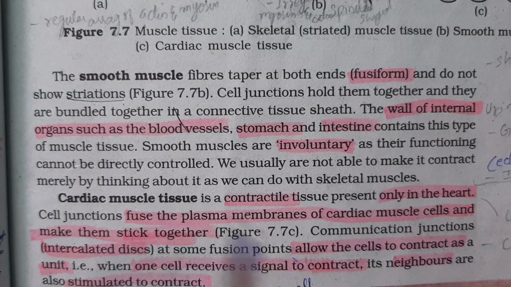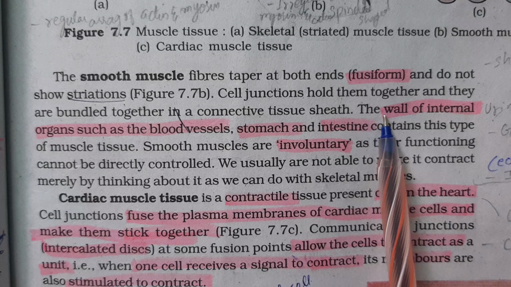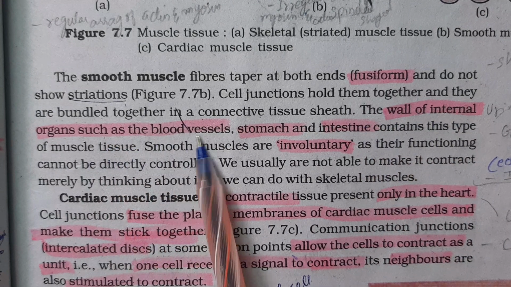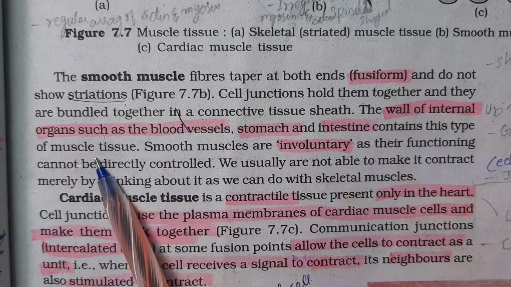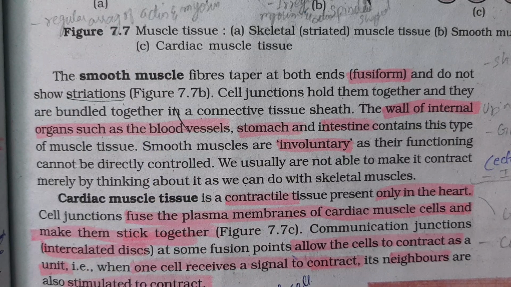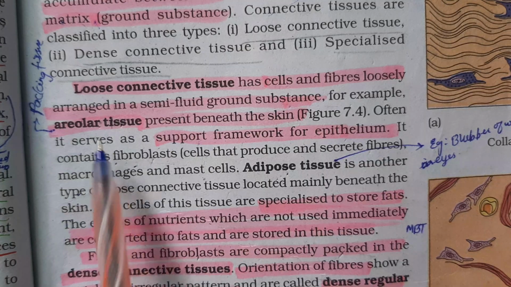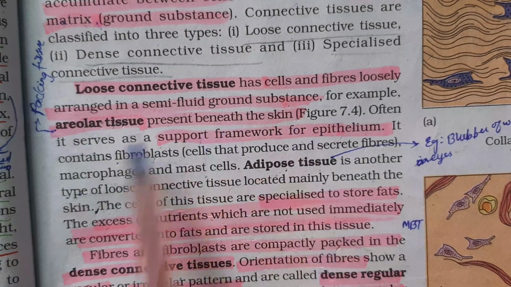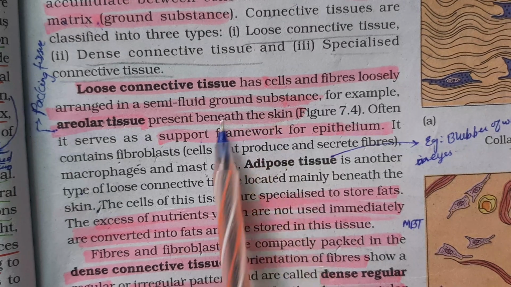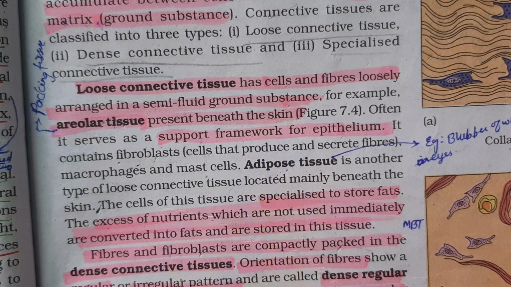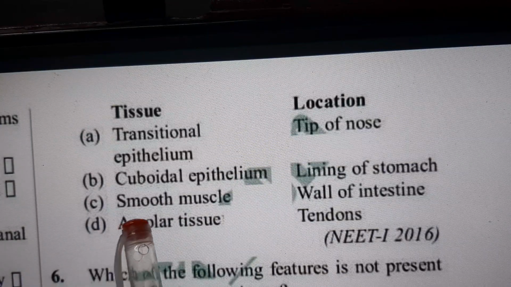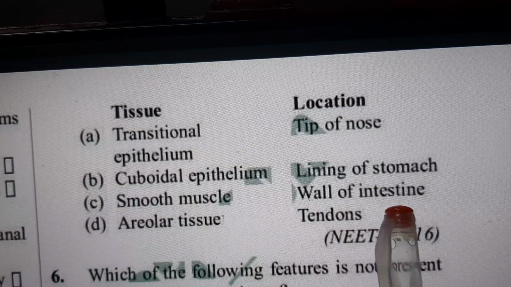Third option, we have smooth muscle is present in the wall of intestine. So the examples are given. The wall of internal organs such as blood vessels, stomach and intestine contain this type of muscle tissue. This is the answer, option C. Let us look at option D. Here, areolar tissue is present beneath the skin. So the location of areolar tissue is beneath the skin, below the skin. It is not in the tendons. So option D is not correct. Now the answer for this question is C, smooth muscle, location wall of intestine.